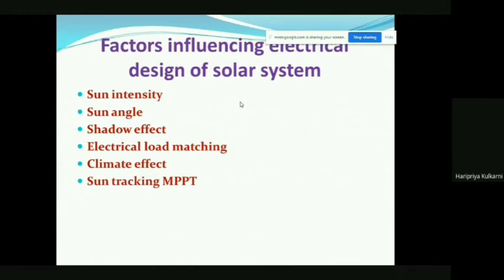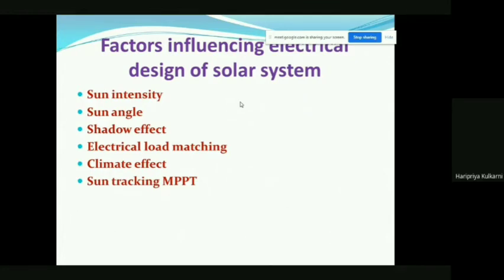Otherwise, you should change the place of your solar system because you cannot remove the building or a tree, right? So you have to take into consideration the shadow effect as well. Then electrical load matching. This is a very technical issue. We'll go into detail with all graphs and everything.